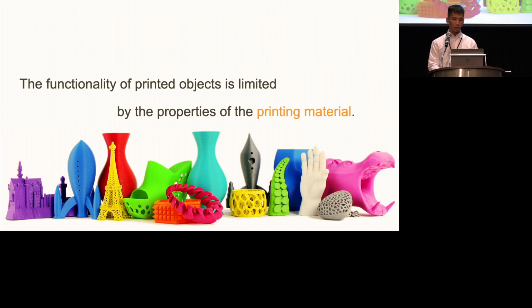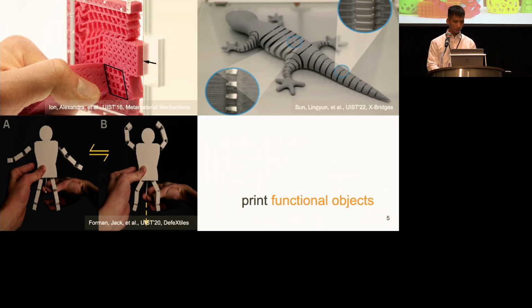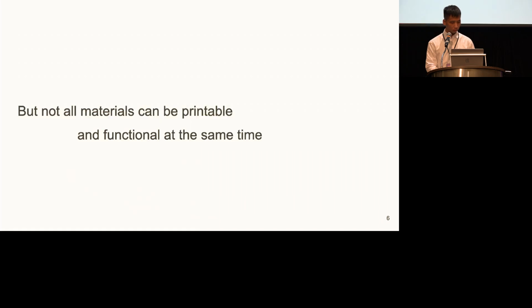The functionality of 3D printed objects is limited by the properties of printing materials. So recent research has geared toward printing functional objects by adjusting microstructure like metamaterials. But not all materials can be printable and functional at the same time. So some research has looked into integrating non-printable materials.